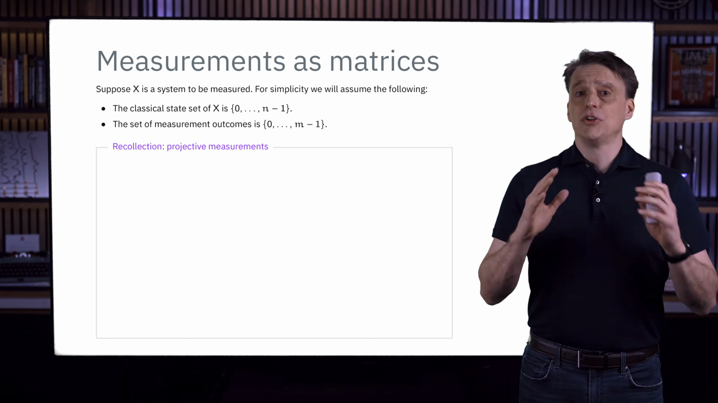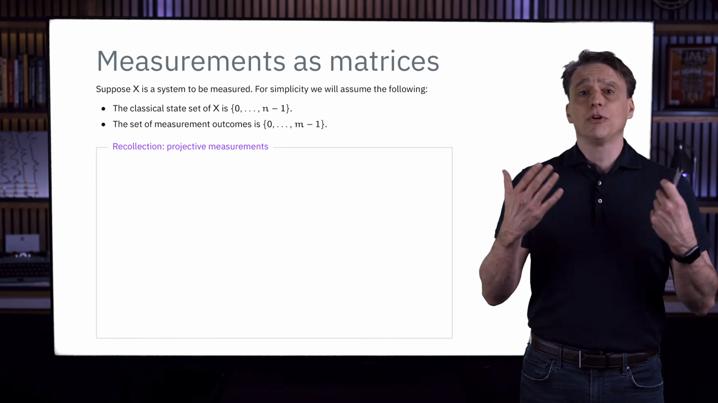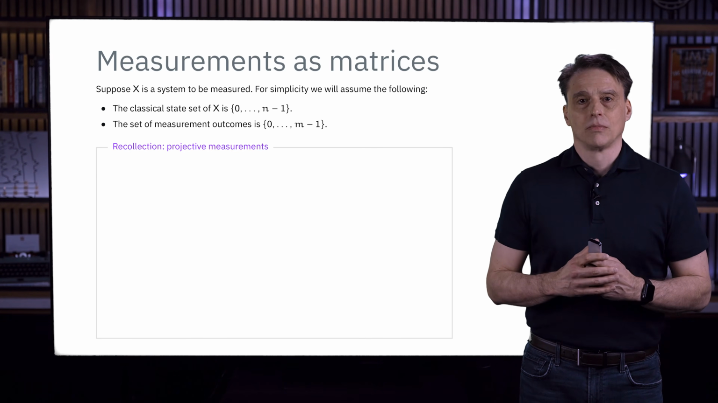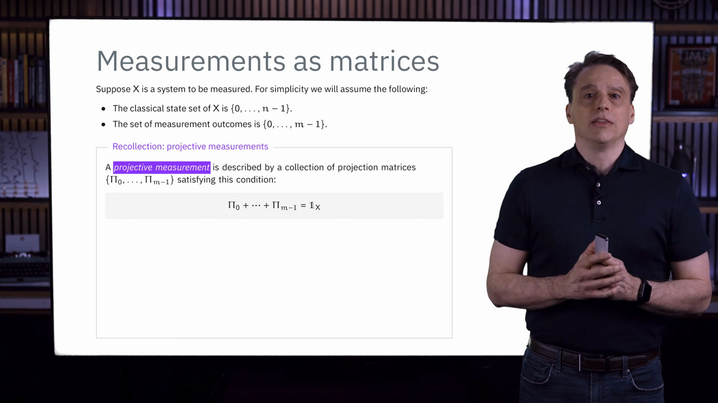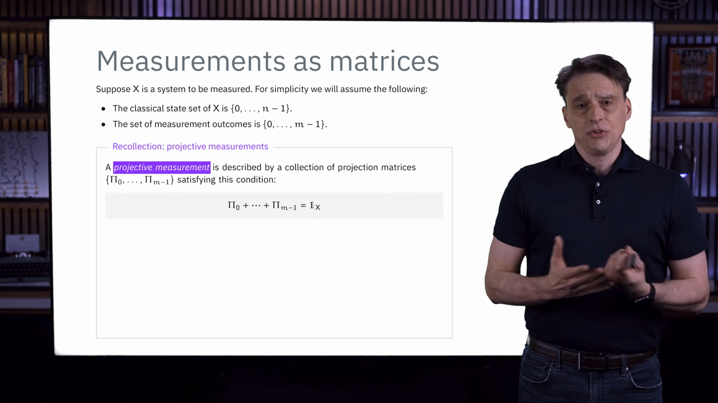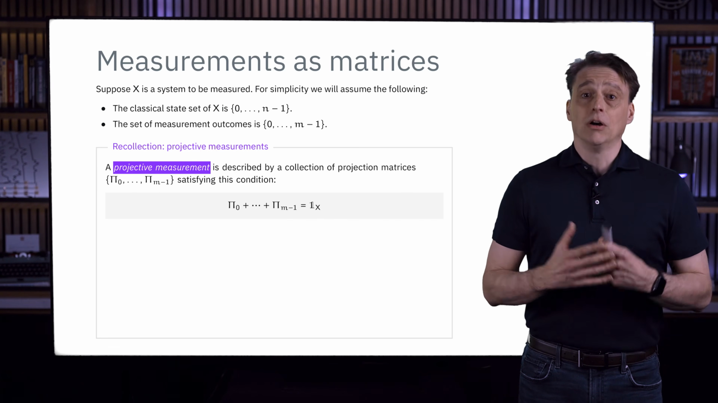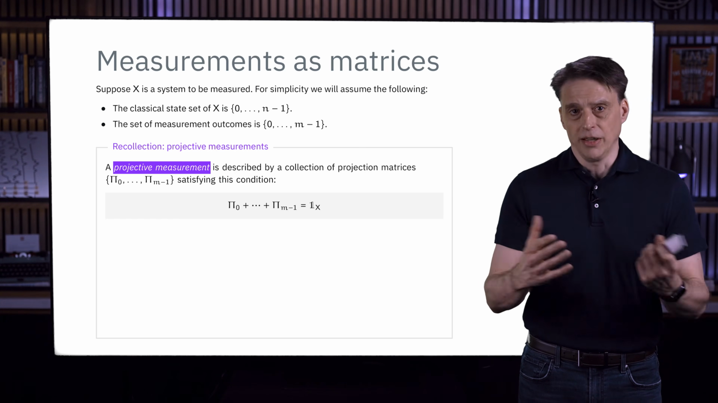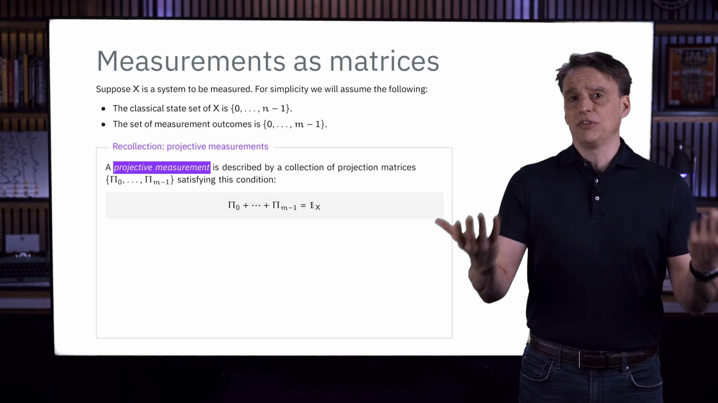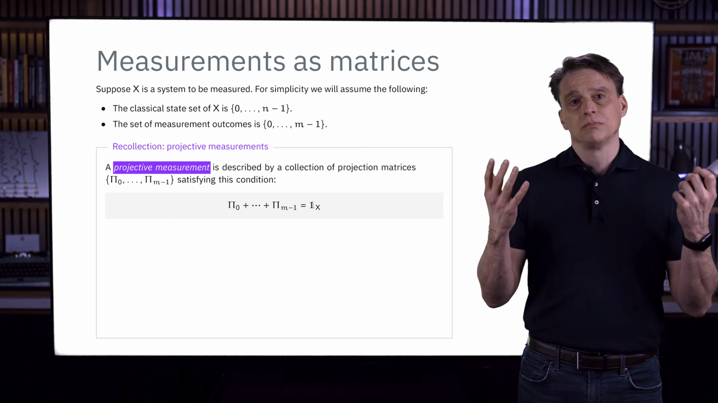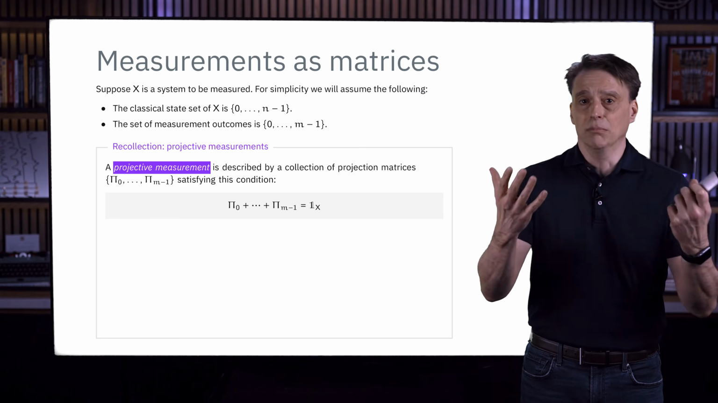First, let's recall how projective measurements work, which we first talked about back in the third lesson of the series. Given that we're assuming that the measurement outcomes are the integers from 0 to m-1, we describe a projective measurement by a collection of projections, pi0 through pi m-1, that's summed to the identity matrix, and these matrices all have rows and columns corresponding to the classical states of X, or in other words, these are all n by n matrices.